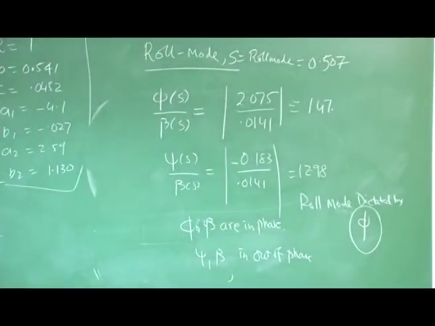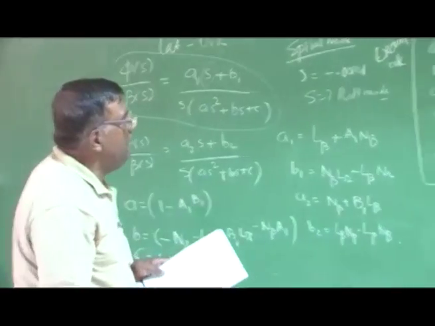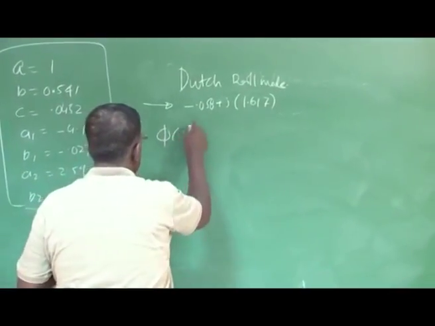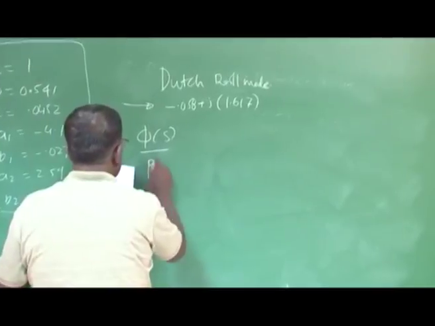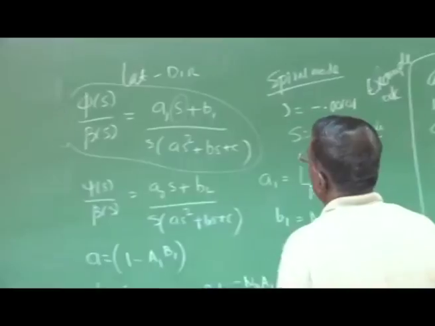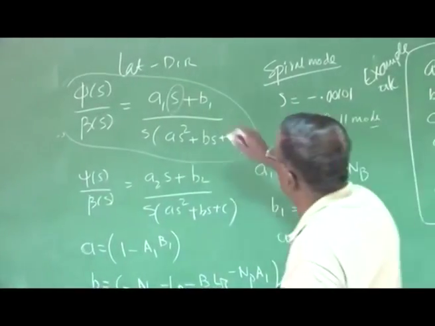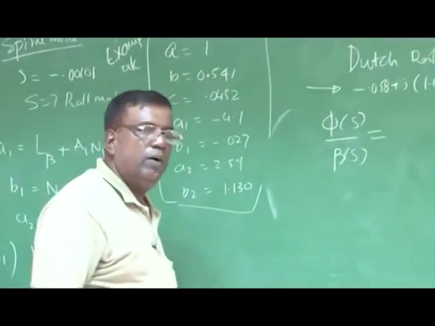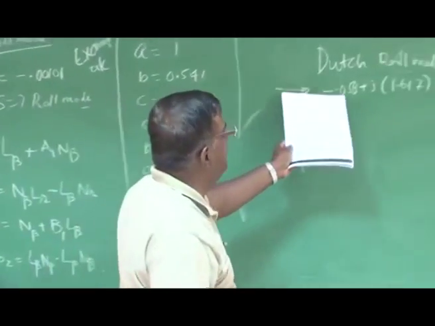Okay. Now we will try to get more understanding of the Dutch roll case, and let us see what happens. When you are trying to find out phi of S by beta of S for Dutch roll mode, my job is very mechanical. I know this is the expression. I know A1, B1, all those values. What I have to do is see from the exact equation what was the value for S, and one of the roots of the complex conjugate is this.